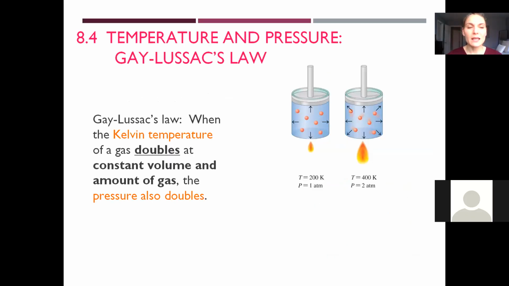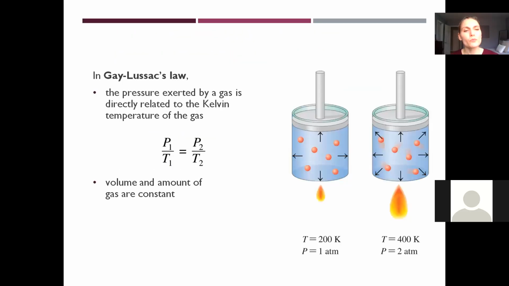Basically what this is saying is when the Kelvin temperature of a gas doubles at a constant volume and amount of gas, so your N, the pressure also is going to double. So the pressure exerted by a gas is directly related. When pressure goes up, temperature goes up. When pressure goes down, temperature is going to go down. And volume, so mL, liter, and gas, which is our N, are going to be constant.